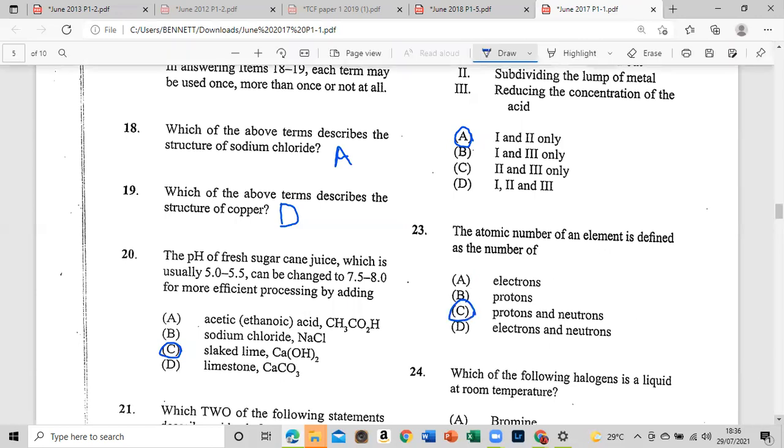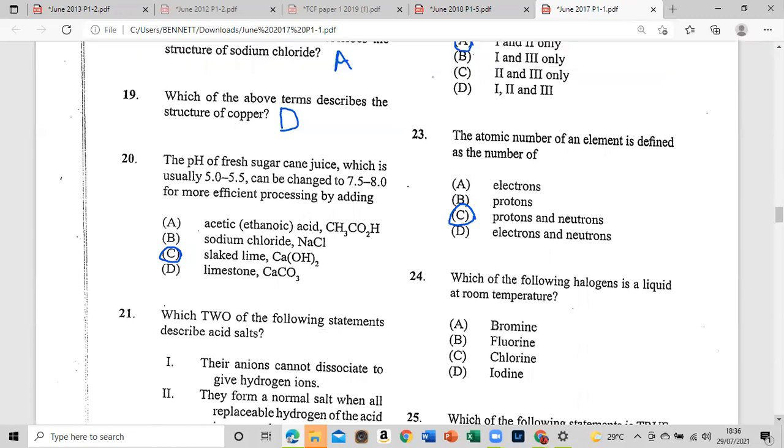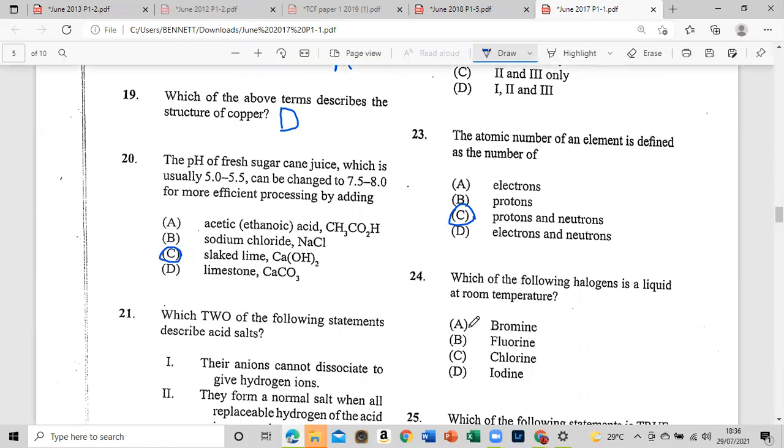24. Which of the following halogens is a liquid at room temperature? So it's 24. And that is bromine.